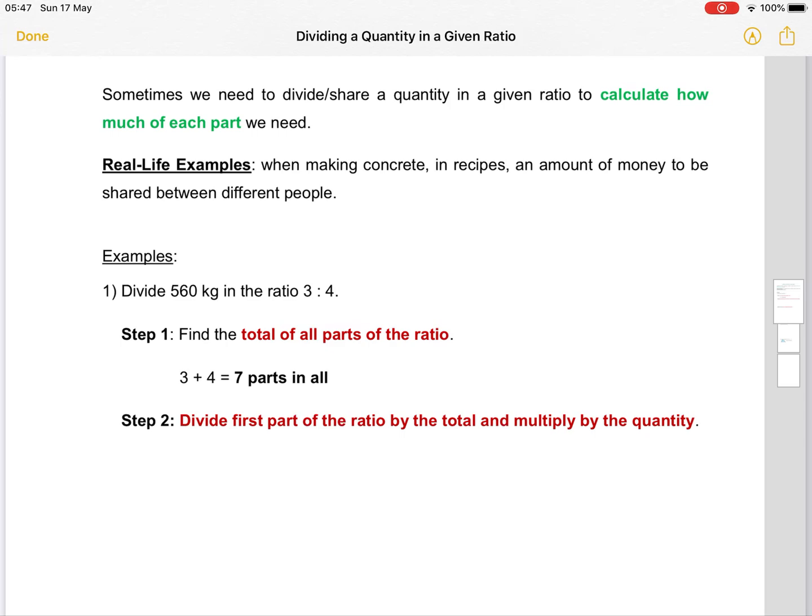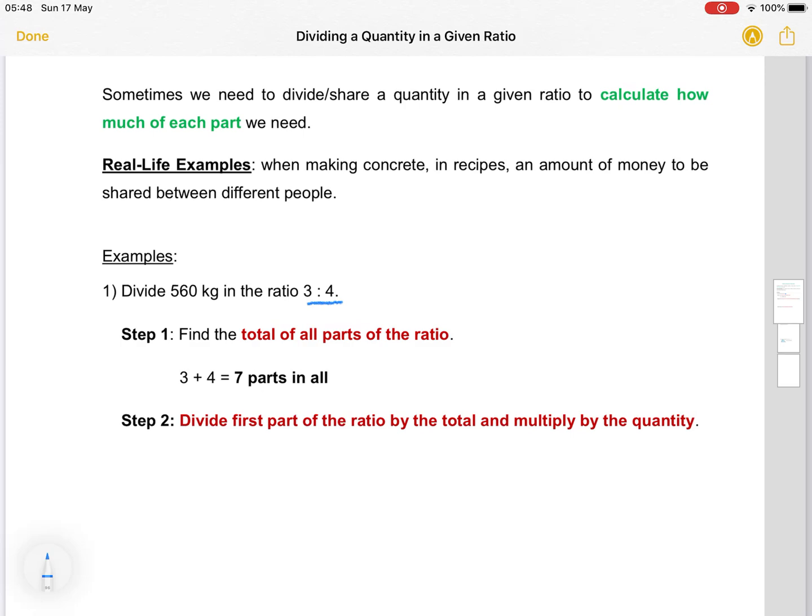The first example tells us to divide 560 kilograms, the quantity is the 560 kilograms, in the ratio 3:4. The first step we should do is find the total of all the parts of the ratio. When I say all the parts of the ratio, I mean 3:4. I have two parts. So first I have to find the total of all the parts of the ratio. 3 plus 4, so we have 7 parts in all.